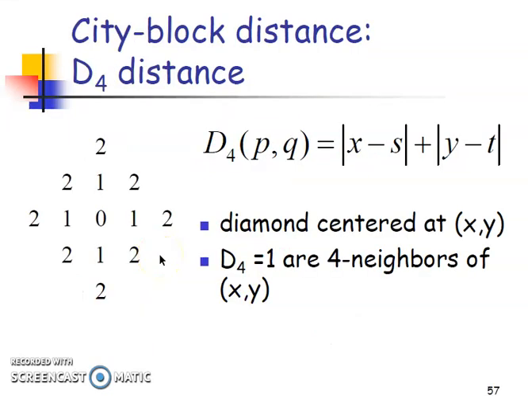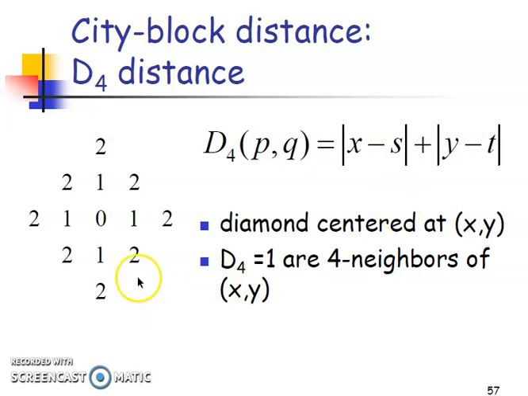The second distance is the city block distance, which is also called the D4 distance. This city block or D4 distance is given as D sub 4 of PQ, and the formula for calculation of this D4 distance is mod of x minus s plus mod of y minus t.